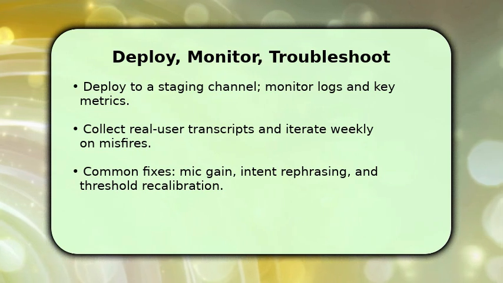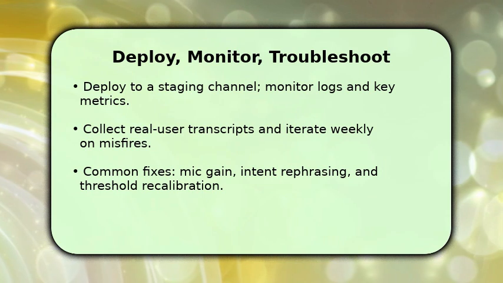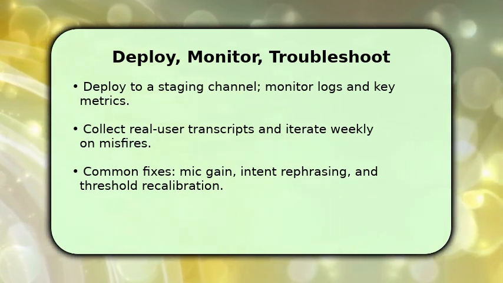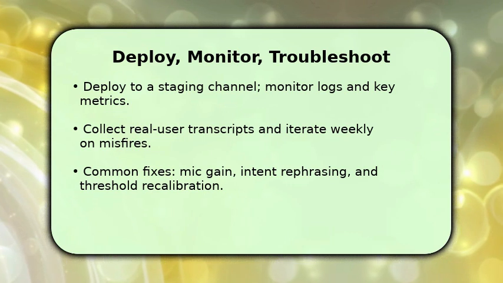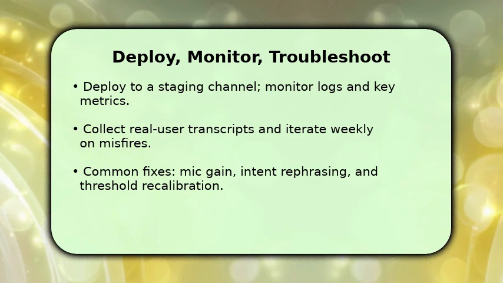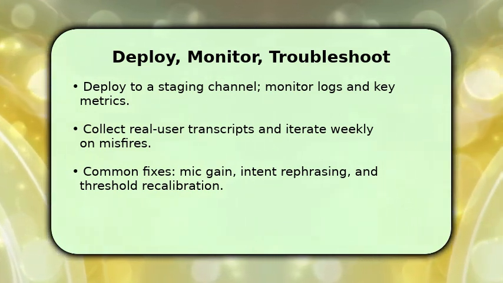When problems occur, first check mic gain and ambient noise. Next, simplify or rephrase confusing intents. Finally, recalibrate confidence thresholds and fallback prompts. If audio drops or latency spikes, restart the service and test from another network. This process keeps performance steady and improves user trust.